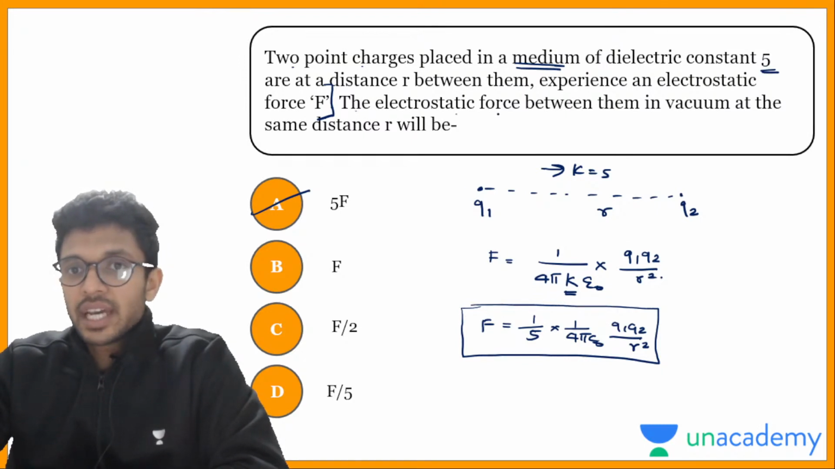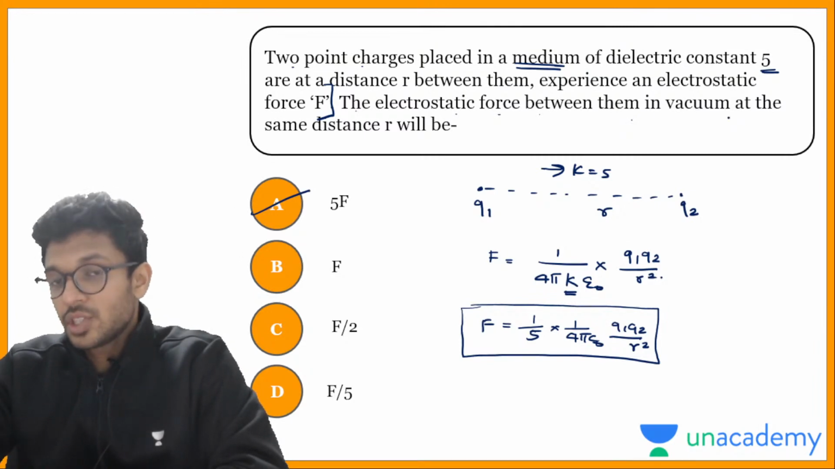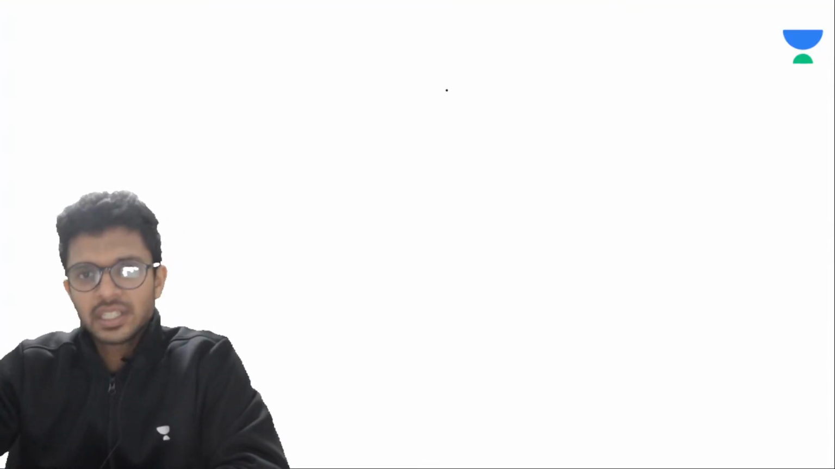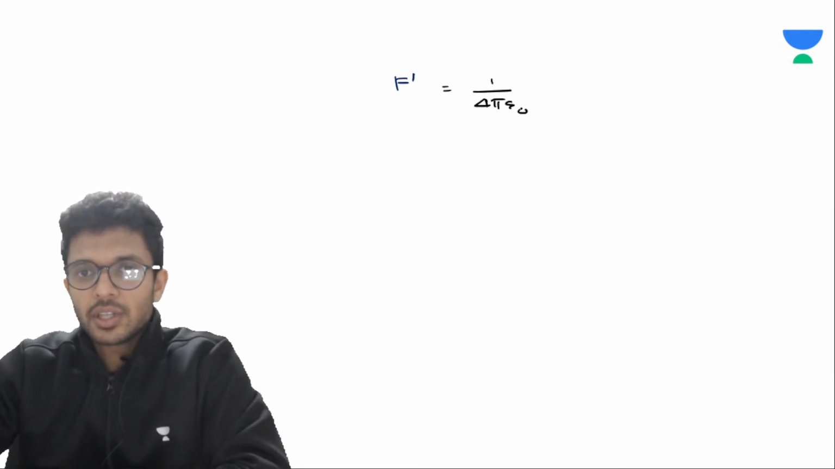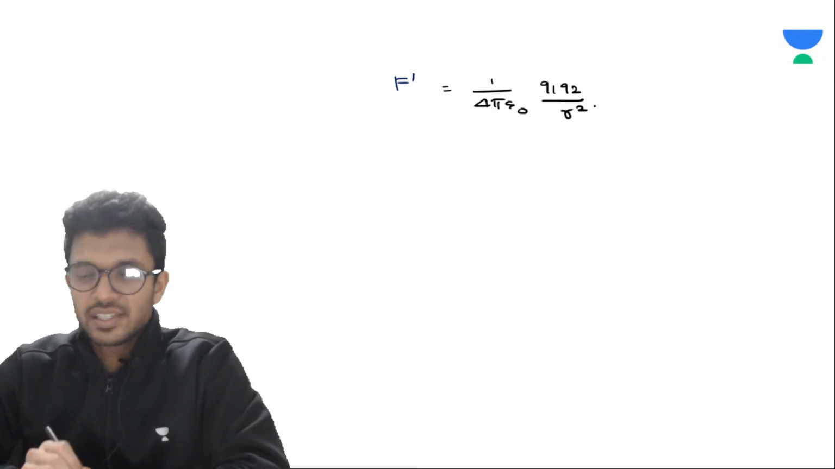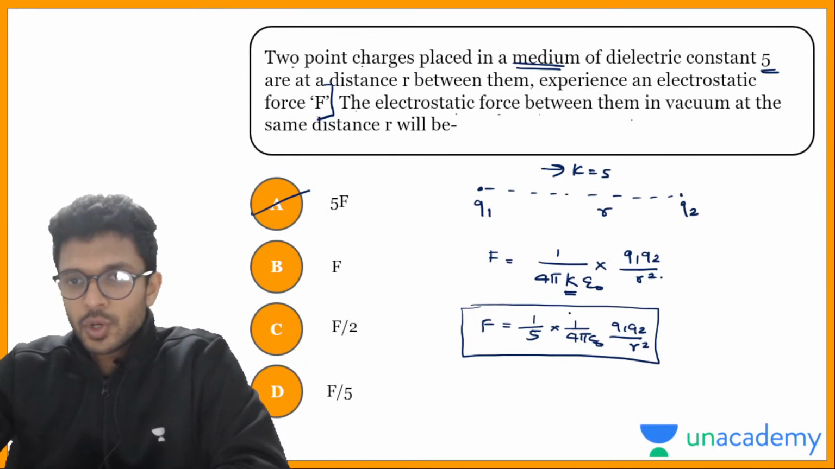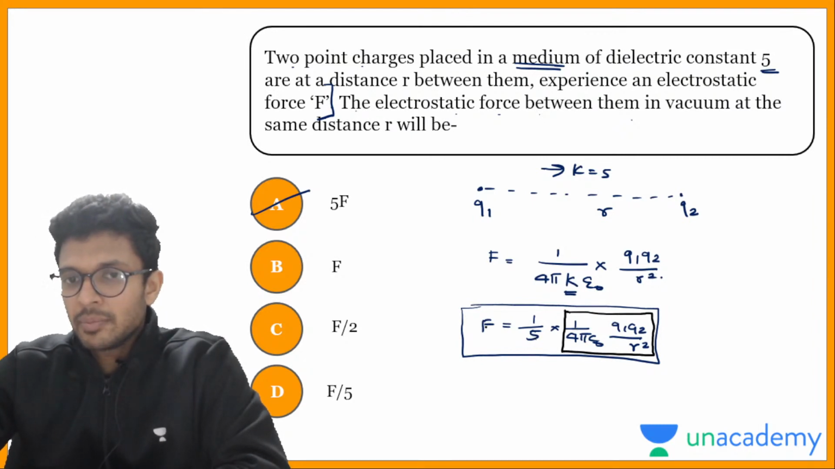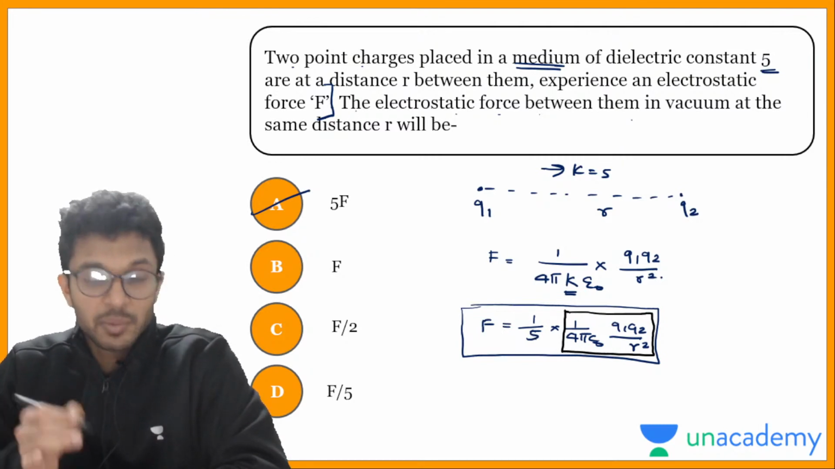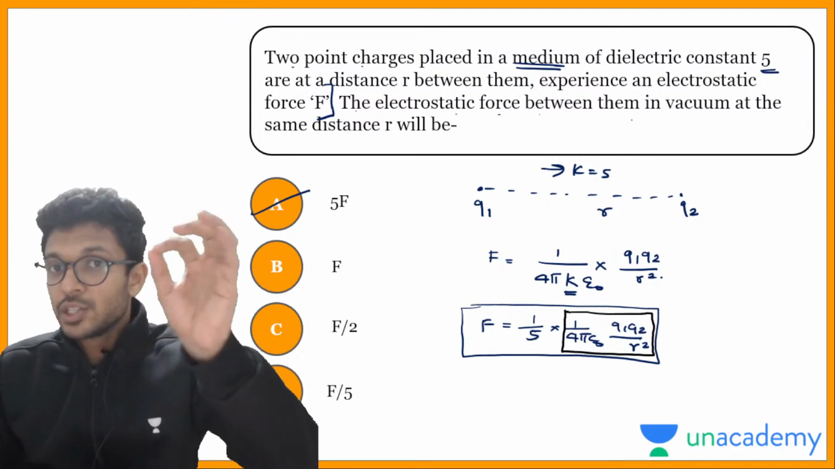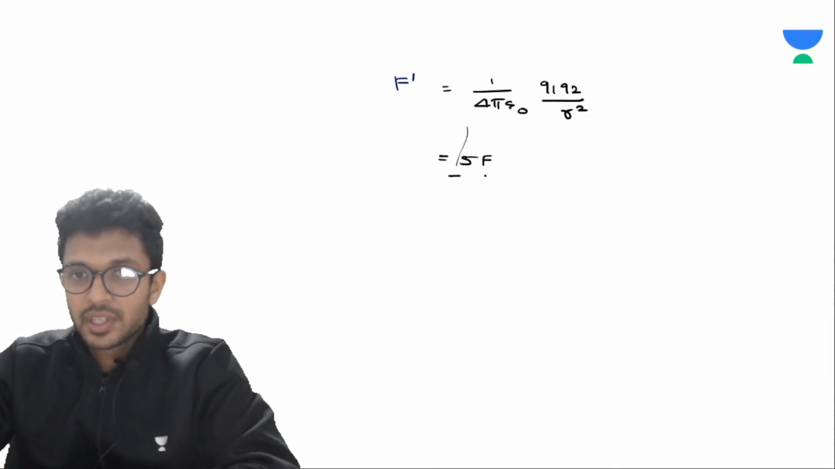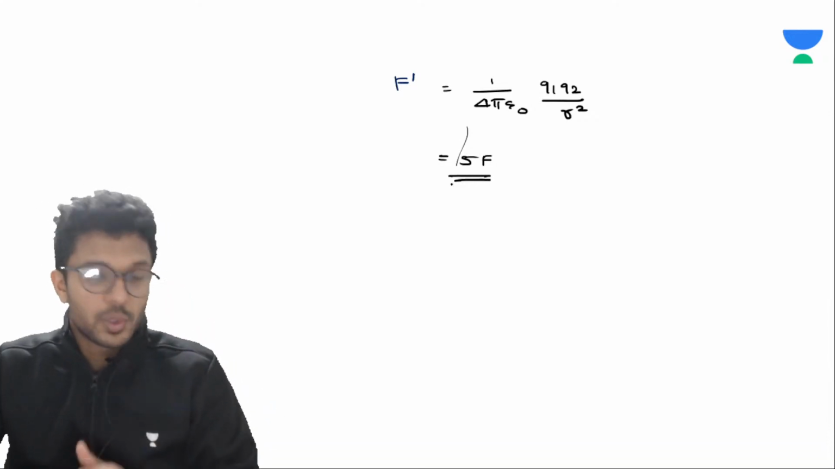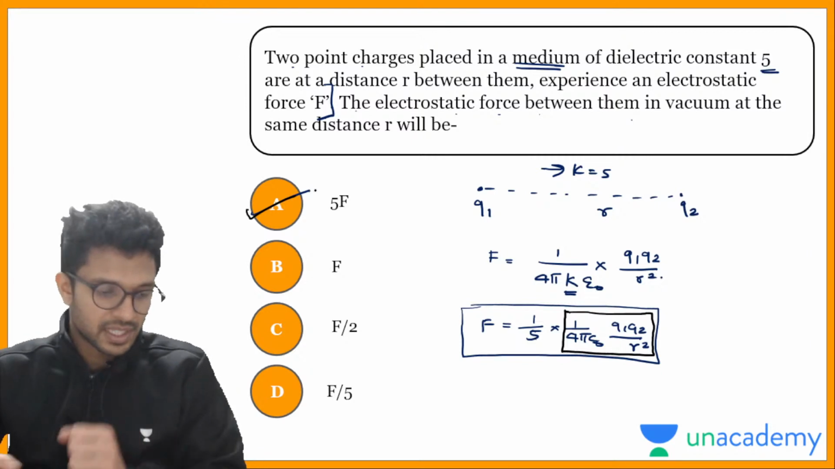So question is the electrostatic force between them in vacuum at the same distance, same charge, what is the force equation going to be? Okay, let us write the formula. F dash is equal to 1 by 4 pi epsilon naught q1 q2 by r square, isn't it? Now going back, we can substitute for 1 by 4 pi epsilon 0 q1 q2 by r square. How much is this going to be? If you cross multiply 5 with the force on the left hand side of the equation, it becomes 5F. So 1 by 4 pi epsilon 0 q1 q2 by r square becomes 5F. So here I'm going to substitute it as 5F. So the new force is 5F, which leaves us with option A as our answer. Clear?